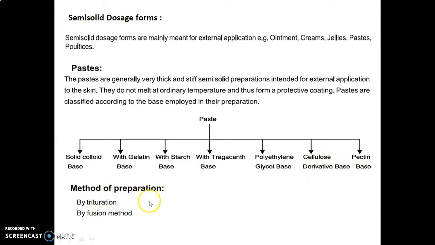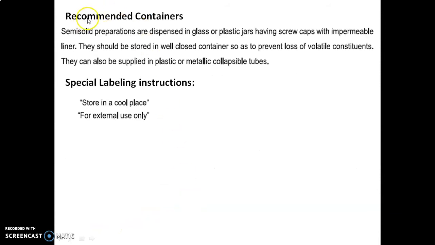Methods of preparation of paste are the trituration method and the fusion method. Semi-solid preparations are dispensed in glass or plastic jars having screw caps with an impermeable liner. They should be stored in a well-closed container so as to prevent the loss of volatile constituents. They can also be supplied in plastic or metallic collapsible tubes. The special labeling instructions are: store in a cool place and for external use only. In the next session, we will see the actual experiment.